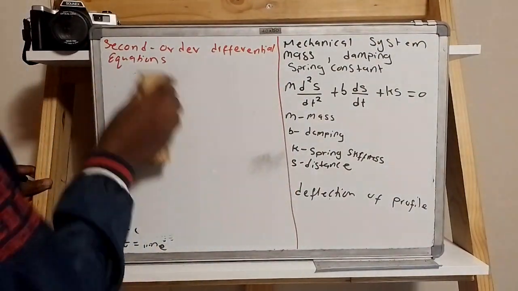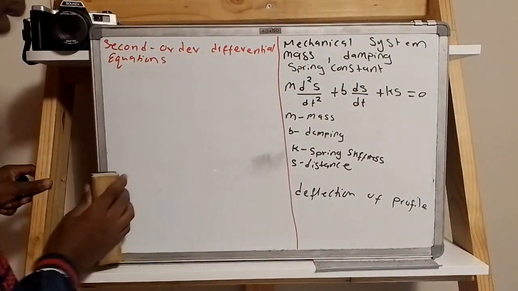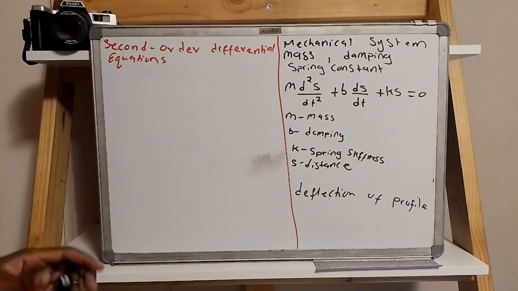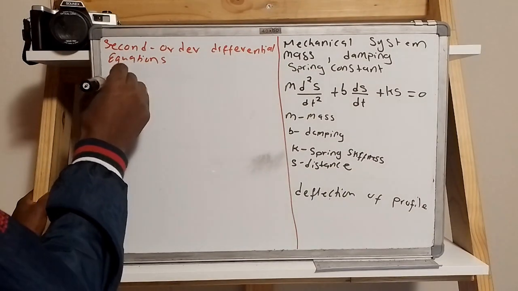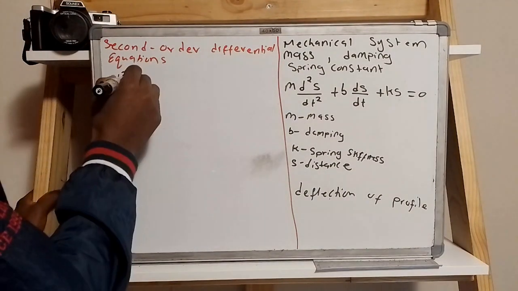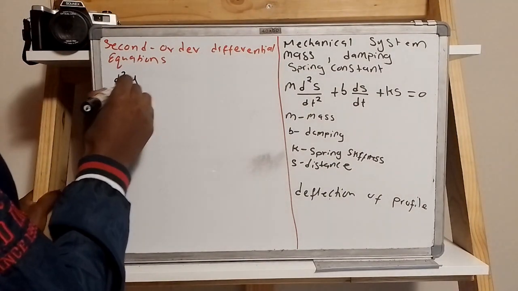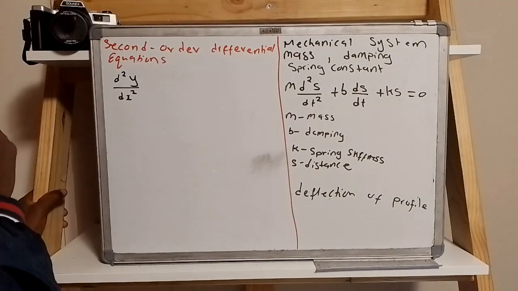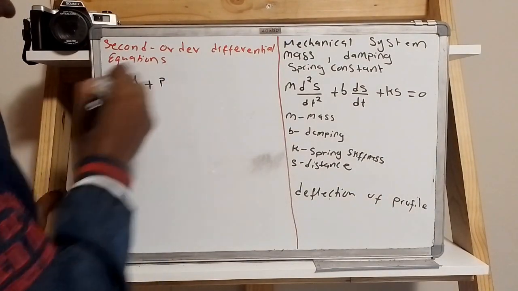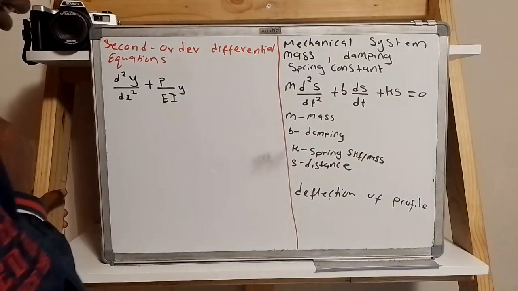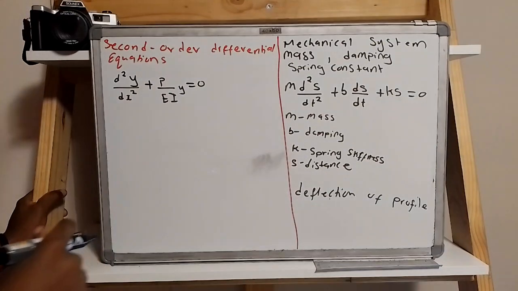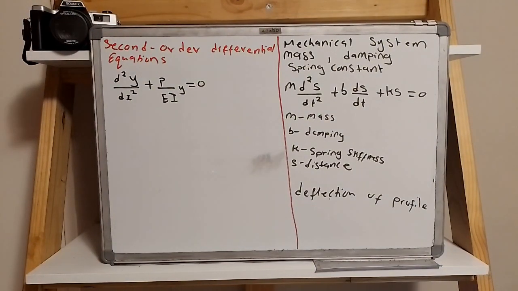Then we will be done with a basic introduction of the second order differential equation. Right? And this one you have d squared y over dx squared plus P over EI y. This is equal to 0. Right? This one, you'll be dealing with it more often when you are doing strength of materials.